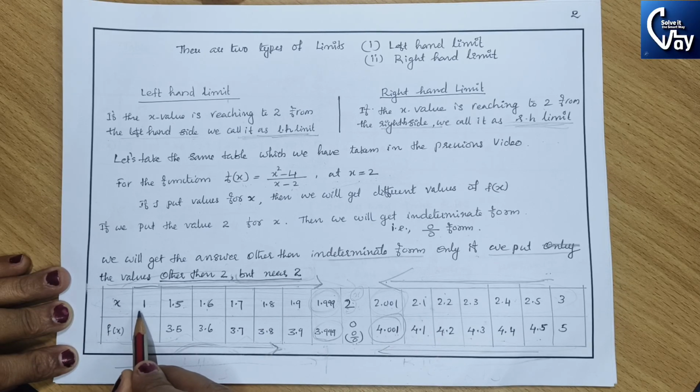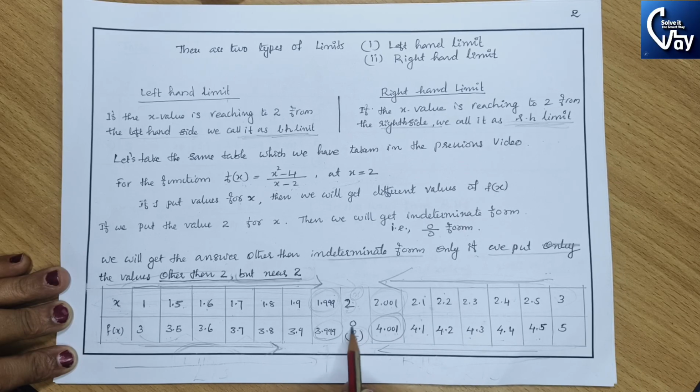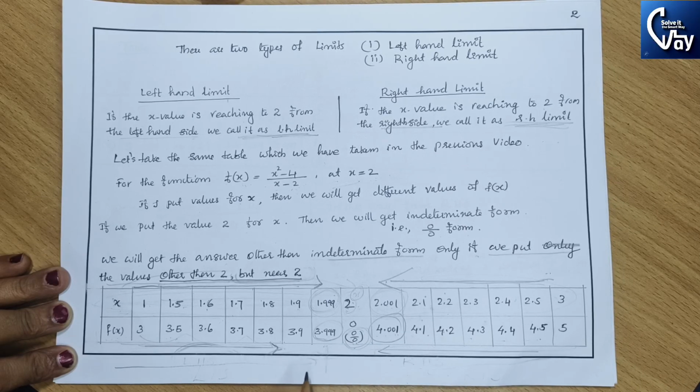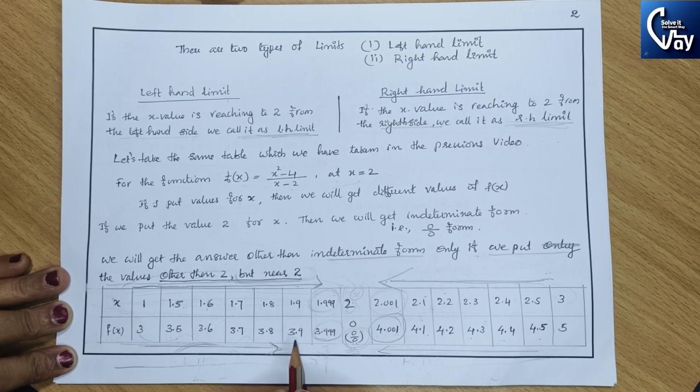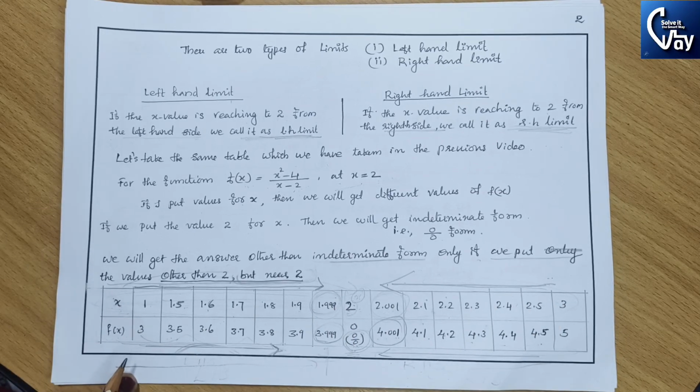We put different values for x, that is 1, 1.5, 1.6, etc. Then we get different values of f(x). If we put the value x = 2, at that time we will get indeterminate form, that means 0/0 form. We will get an answer other than indeterminate form only if we put values other than 2 but near to 2. Near to means from the LHS or from the RHS. Is it clear?